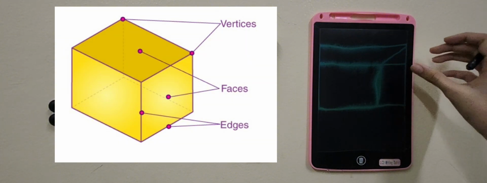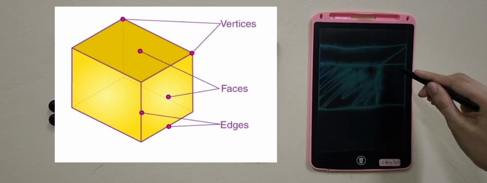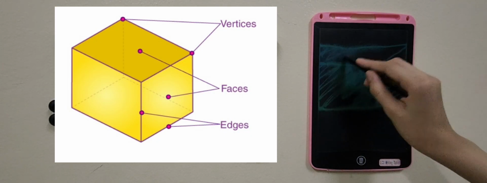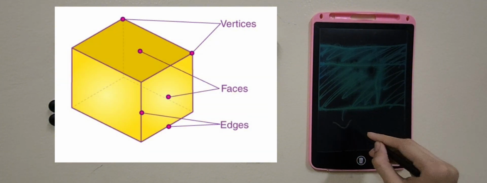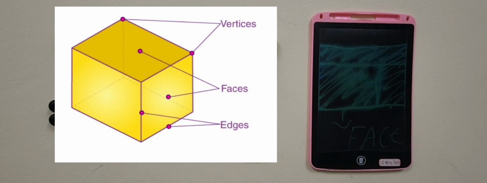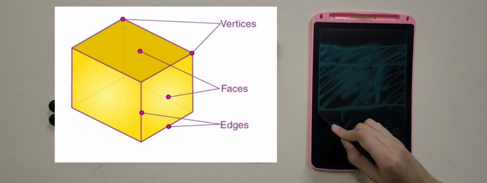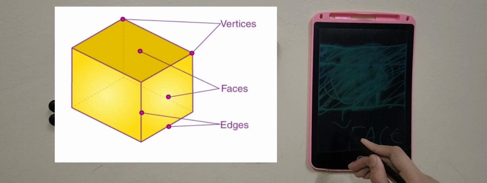In this cuboid, we have this, this, or this as a face of the cuboid. We can say any area of a 3D shape or a 2D shape, which is basically a plane shape, is called a face.